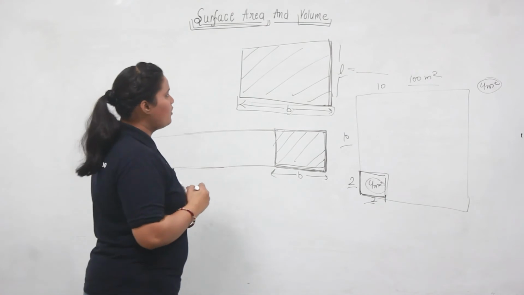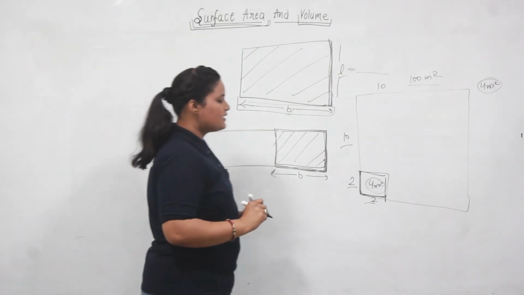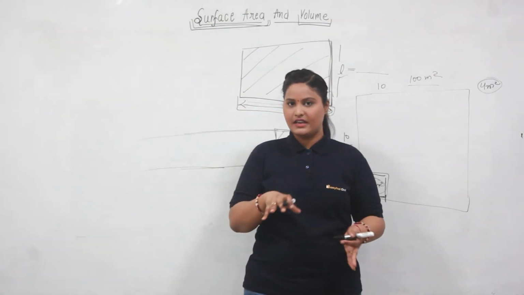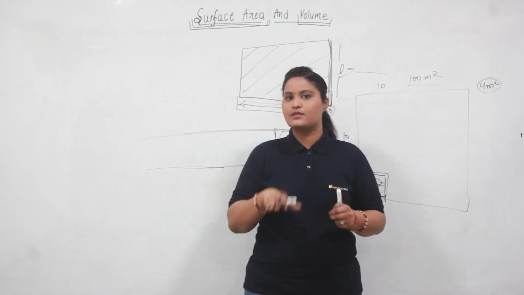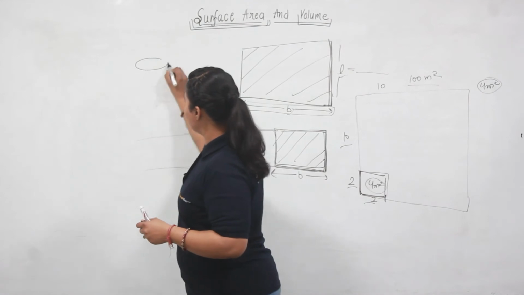Now let's talk about volume. What is volume? Volume is basically the quantity that is required to fill a container of that particular shape up to its highest point. Let's take a cylindrical shape.